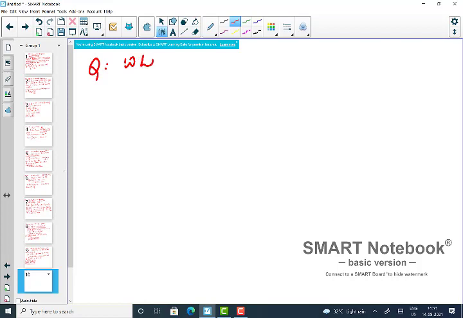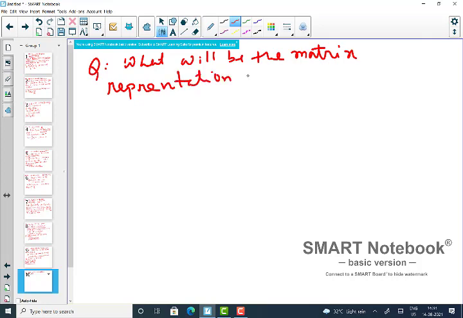What will be the matrix representation of an element of L(V, W)? How do you represent it? And then obviously you can have the answer in this theorem.